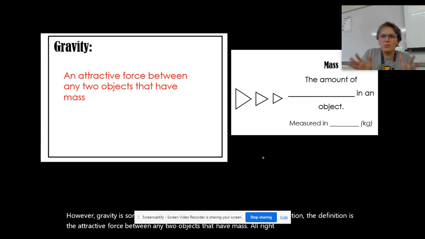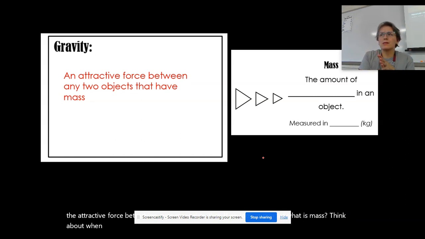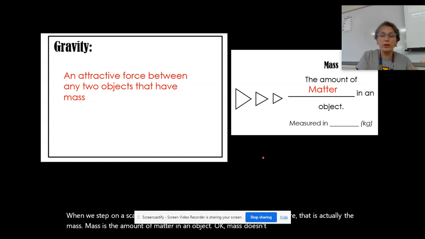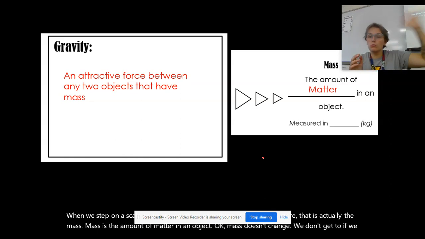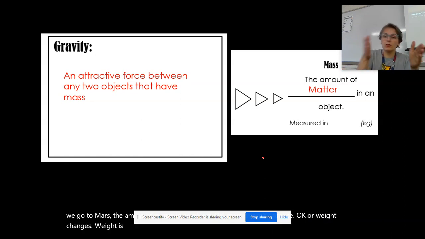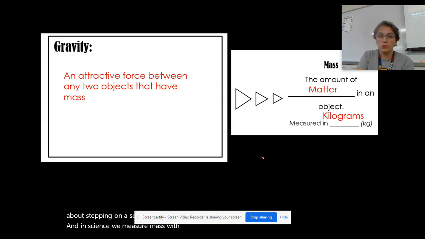All right. So, what is mass? When we step on a scale or we are weighing something at the grocery store, that is actually the mass. Mass is the amount of matter in an object. Mass doesn't change. If we go to Mars, the amount of matter that we're made up of doesn't change. Our weight changes. Weight is gravity in relation to mass. So when I talk about mass, I want you to think about stepping on a scale. And in science, we measure mass with kilograms.